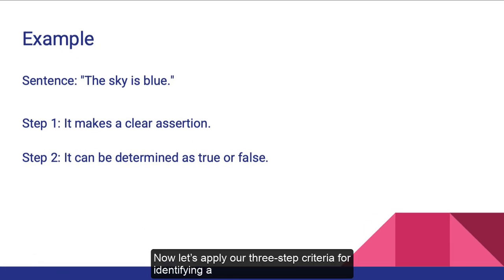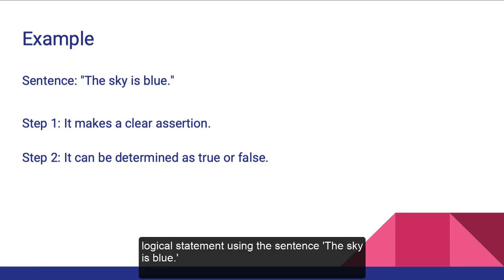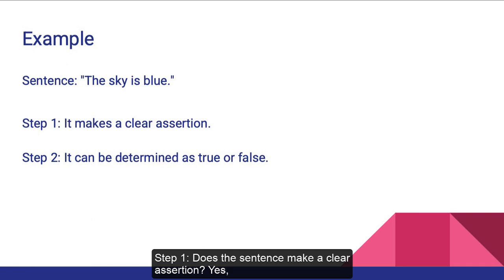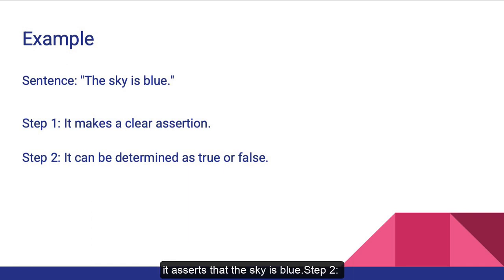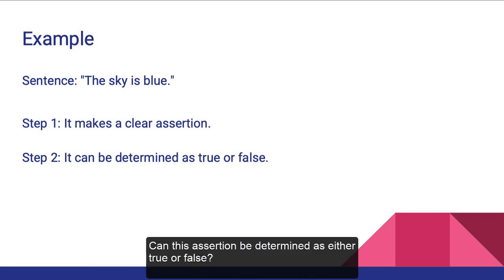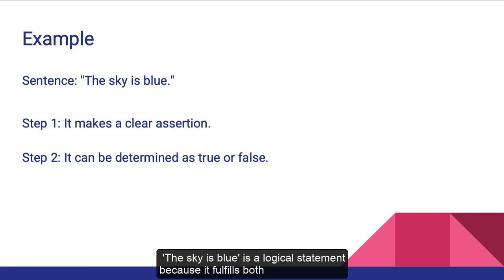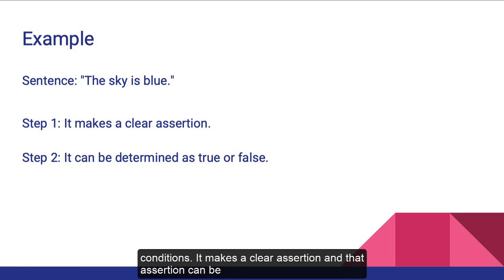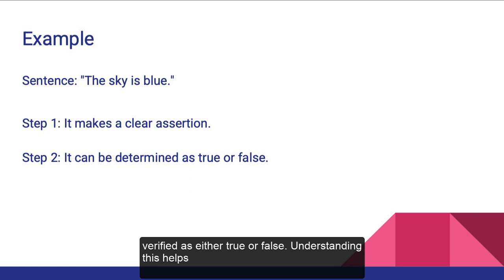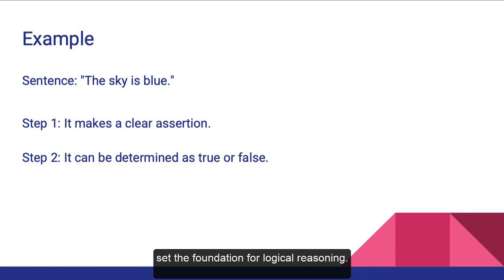Now let's apply our 3-step criteria for identifying a logical statement using the sentence "The sky is blue." Step 1. Does the sentence make a clear assertion? Yes, it asserts that the sky is blue. Step 2. Can this assertion be determined as either true or false? Absolutely. On a clear day, the sky is indeed blue, making the statement true. So, by these criteria, "The sky is blue" is a logical statement because it fulfills both conditions. It makes a clear assertion, and that assertion can be verified as either true or false. Understanding this helps set the foundation for logical reasoning.